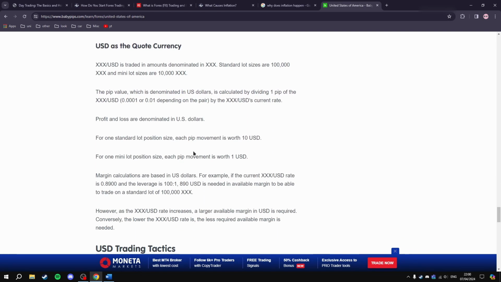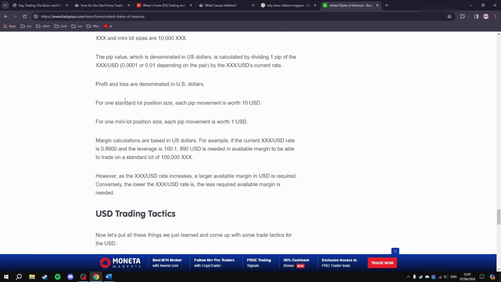USD as a quote currency. XXX/USD is traded in amounts denominated in XXX. Standard lot sizes are 100,000 XXX and mini lot sizes are 10,000 XXX. The pip value, which is denominated in US dollars, is calculated by dividing 1 pip of the XXX/USD, 0.0001 or 0.01 depending on the pair, by the XXX/USD's current rate. Profit and loss are denominated in US dollars.